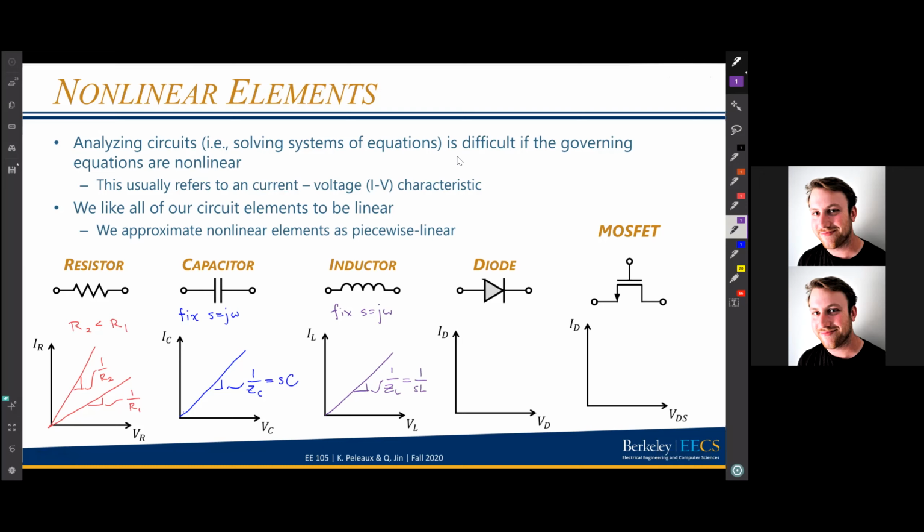Okay, let's go to a diode. So the actual IV characteristic for a diode might look something like this. We have some kind of turn on voltage here, and this is some reverse saturation current there. Then we have an exponential growth. Well, now we have an element that is no longer linear.